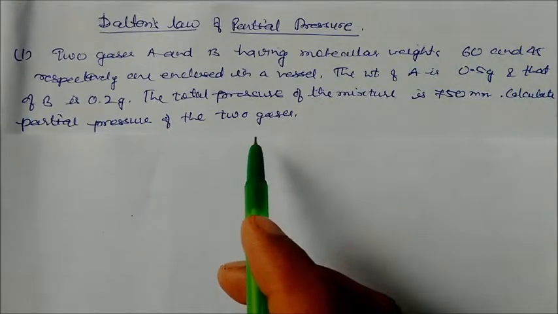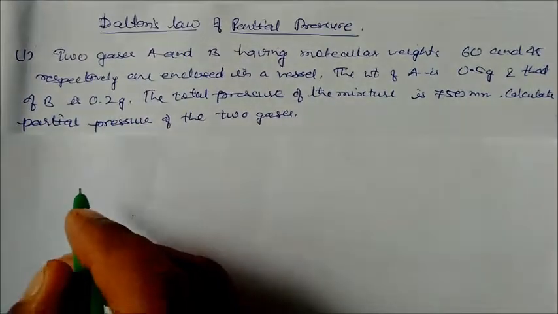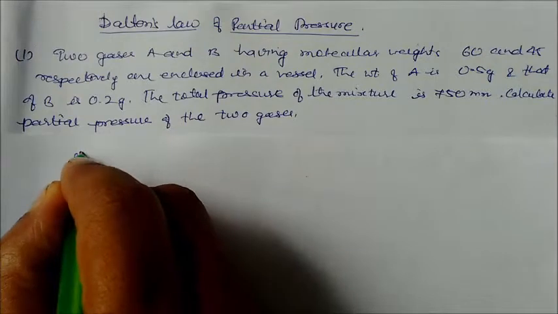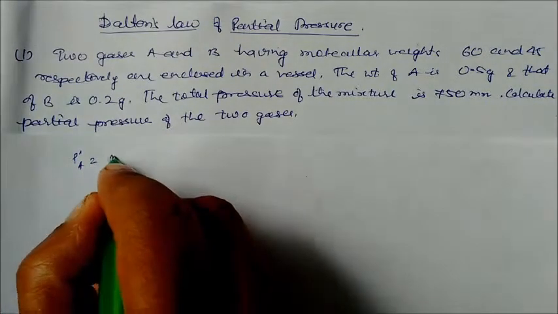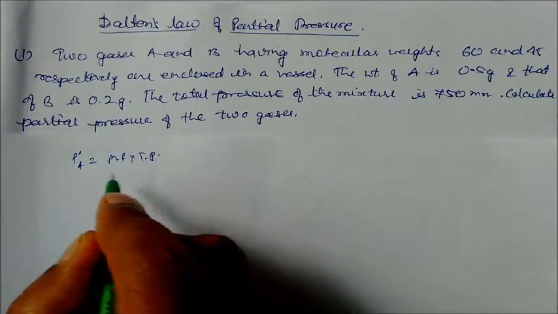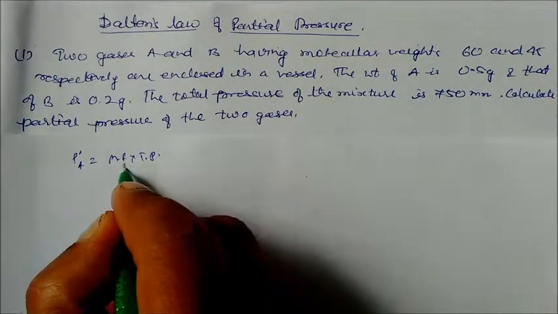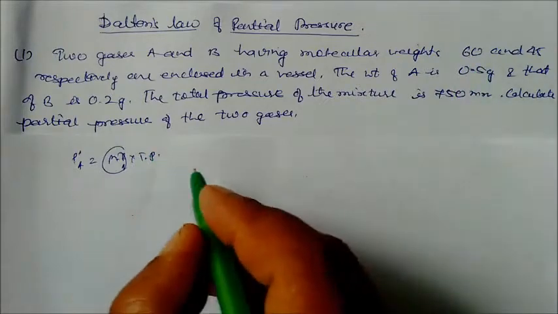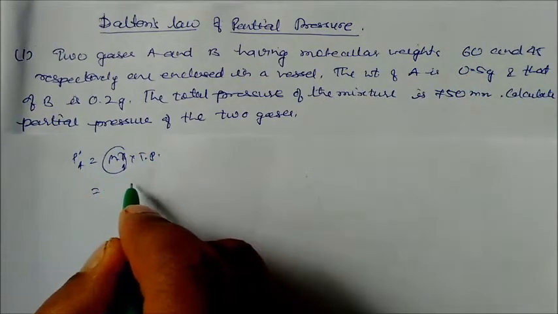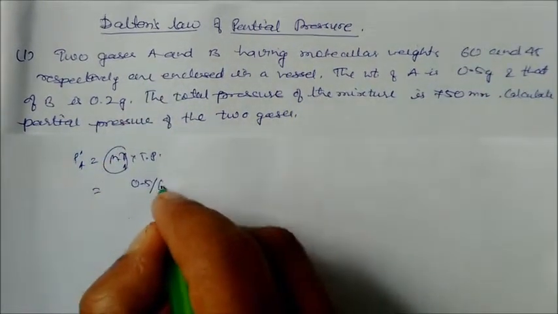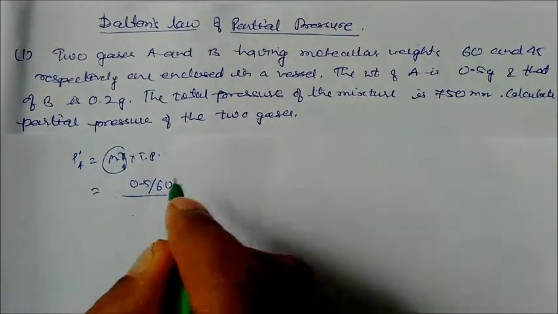So here we will apply the law of partial pressure. What is the partial pressure of A? Partial pressure of A will be your mole fraction into total pressure. So what is the mole fraction of A? Mole fraction of A will be, you can see here, weight 0.5 gram divided by molar mass of A, which is 60, and again we divide by the total moles.